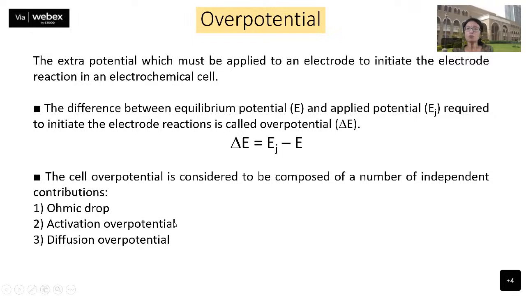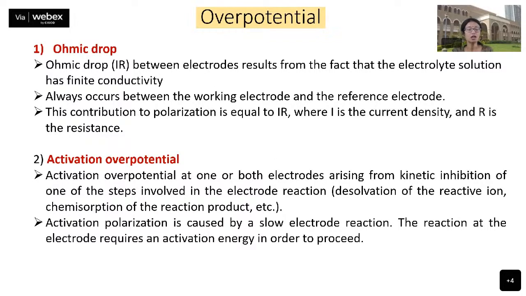So the contributions come from ohmic drop, activation overpotential and diffusion overpotential. So what are these different overpotentials? Ohmic drop results between the electrodes because the electrolyte solution has a finite conductivity. Normally, we consider that the electrolyte solution has an infinite conductivity, which is not the case. It has a finite conductivity. So it is always occurring between the working electrode and the reference electrode. And the contribution to polarization by this particular ohmic drop is equal to IR, where I is the current density and R, as you know, is the resistance.